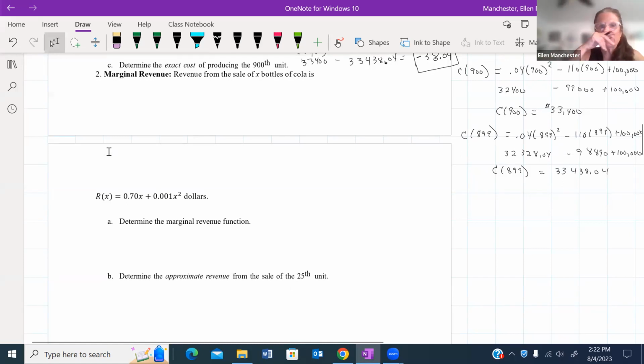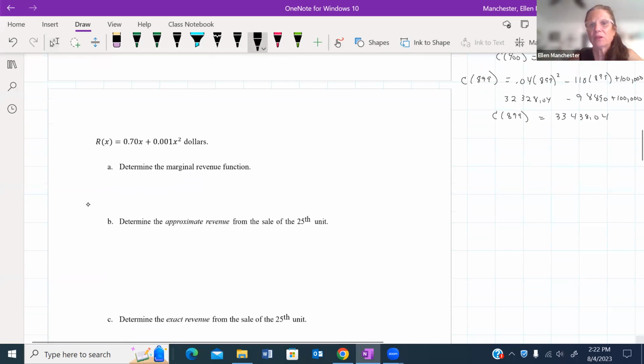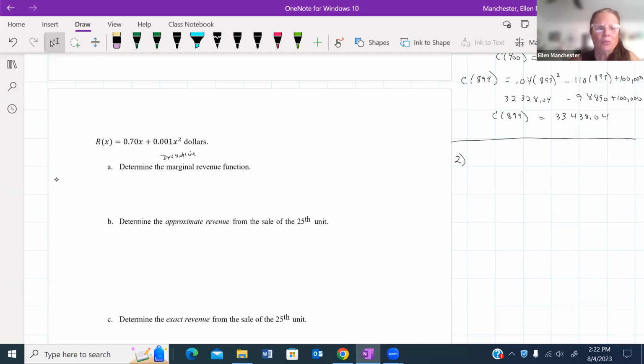So the revenue from the sales of x bottles of Coke, there's my revenue function. I'm going to block this off so we know it's different. So this is my revenue function. We're going to determine the marginal revenue function. Again, marginal means derivative. Somewhere in your notes, make sure you write marginal equals derivative.